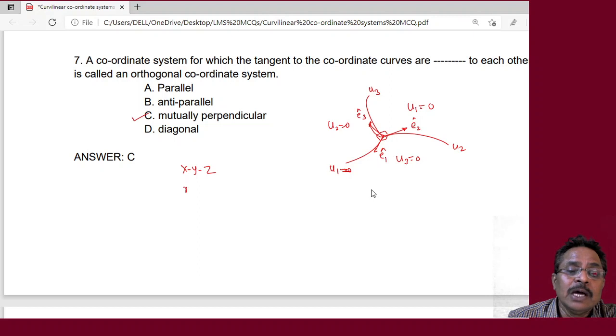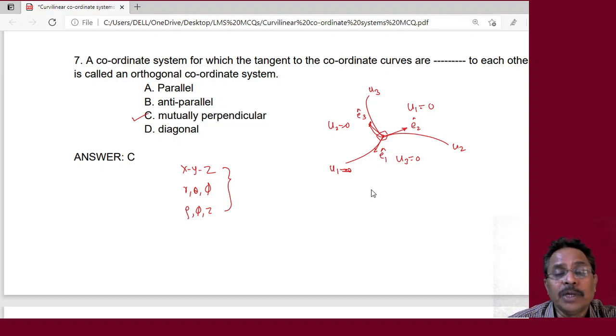On this particular definition, we are going to show that the XYZ Cartesian coordinate system, the r theta phi spherical polar coordinate system, and the rho phi z cylindrical coordinate system, all these three coordinate systems have unit vectors that are mutually perpendicular to each other. So all these systems are orthogonal coordinate systems.